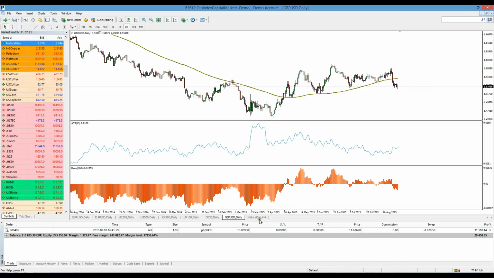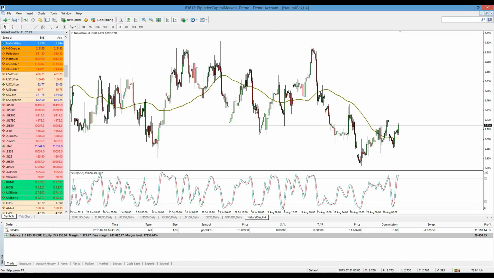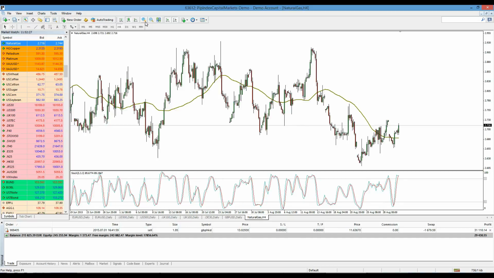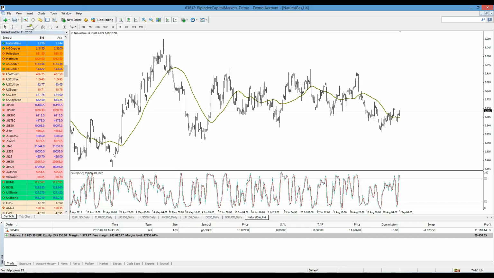Similarly, we can take a look at natural gas, and we're looking at the 4-hour chart here. We want to look at a smaller time frame, because on the daily time frame there's not a lot of action happening. So let's see if there's anything we can spot here.